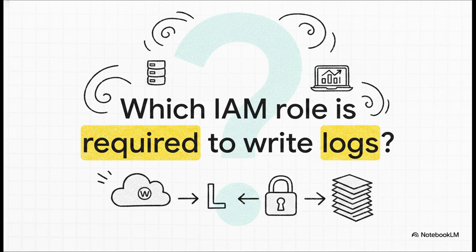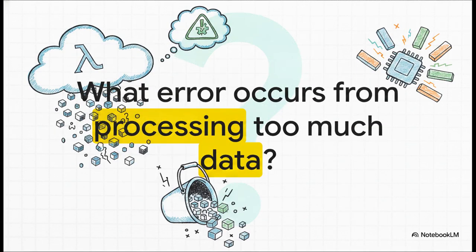Question 2. Which AWS IAM role is required by default for Lambda to actually write those logs to CloudWatch? Got it? The answer is the AWS Lambda Basic Execution role. Without it, you won't see a single log. And question 3. If your Lambda function crashes because it's trying to process way too much data at once, what specific memory error occurs? Any guesses? The answer is memory exhaustion, and you'd fix that by giving it more memory.